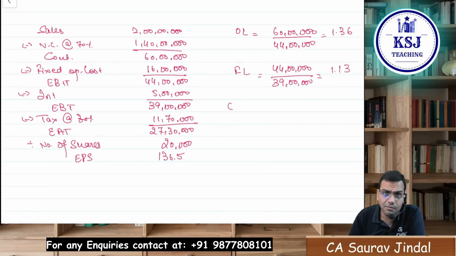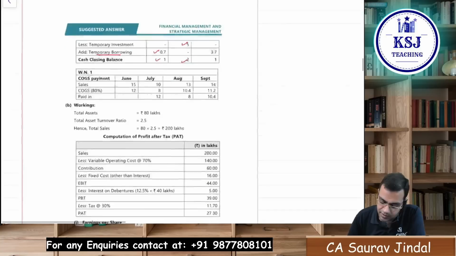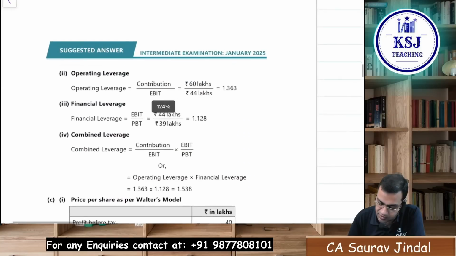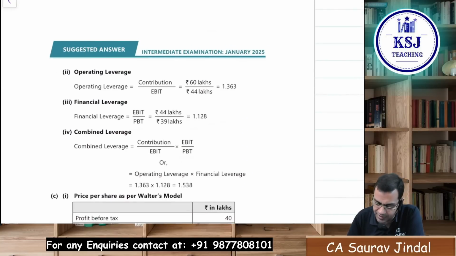So what will be the combined leverage? That will be operating leverage into financial leverage, 1.36 multiplied by 1.13. 1.36 into 1.13. I'm rounding off to 2 decimals. 1.5368. Right, let's cross verify the answer. Yes, sir. I have rounded off to 2 decimal. 1.538. Fine, sir.